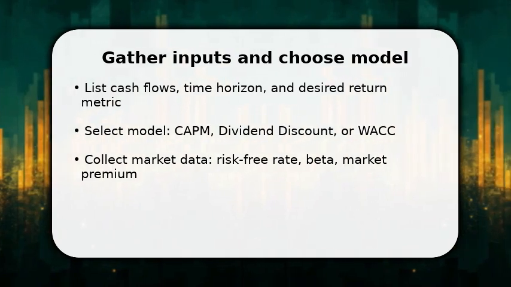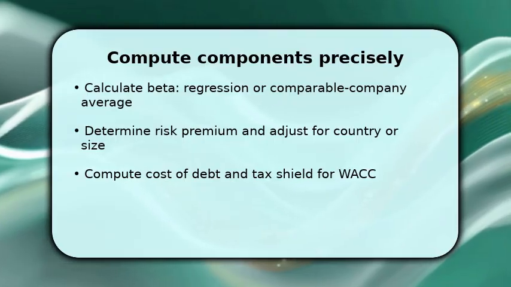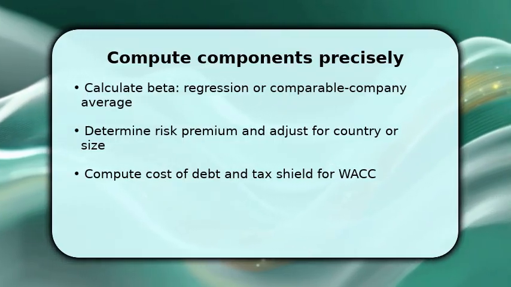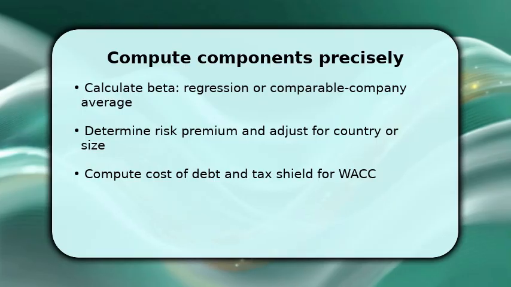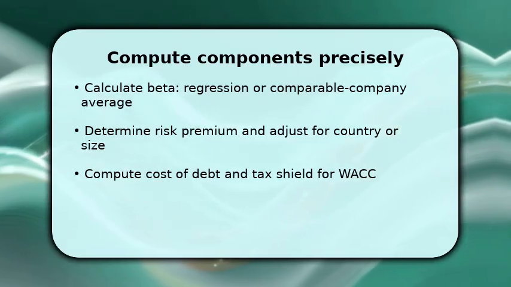Now compute each piece carefully so the RRL holds up. For CAPM, multiply beta by the market premium. If you use regression, ensure enough observations.